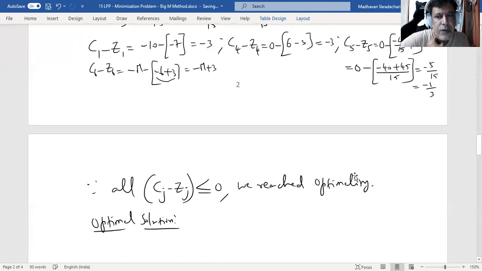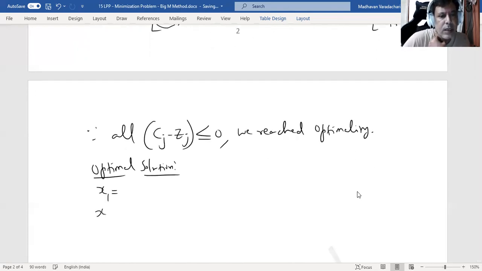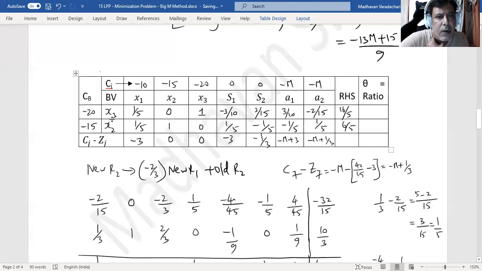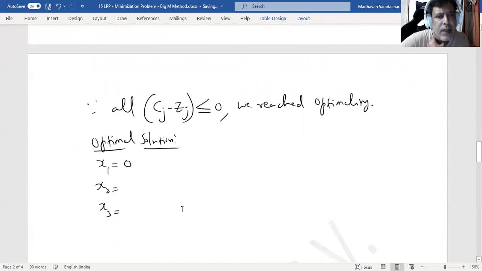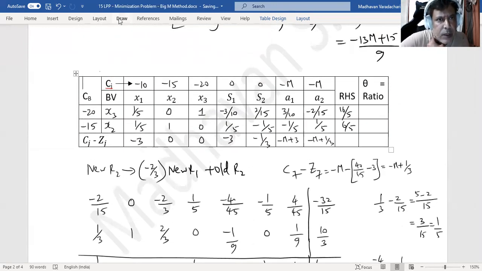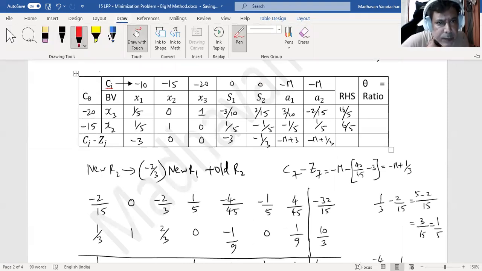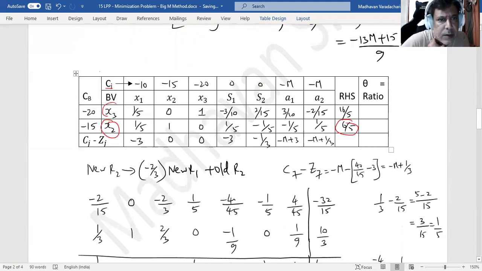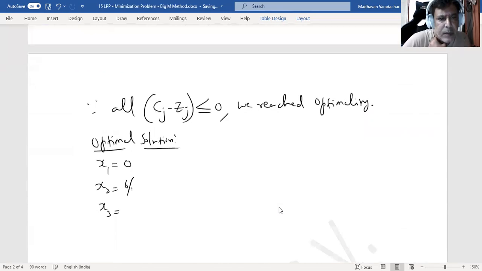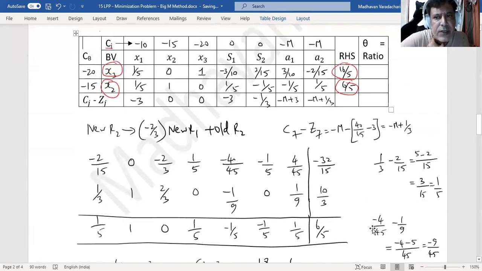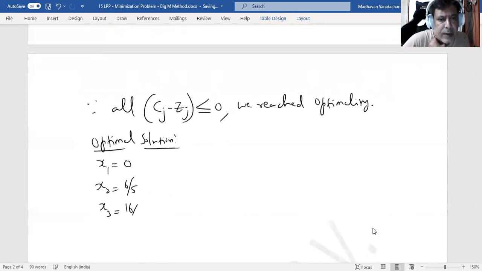What are the values we are interested in? We are interested in x1, x2, and x3. Let us go to the last table. What is x1? x1 is not at all available. So I have to put x1 as 0. What is x2? Here, x2, I can put that value. Circle this. This is our solution. Means x2 is 6 by 5. x2 is 6 by 5. And x3 is 16 by 5. Okay, so this is what our solution is.